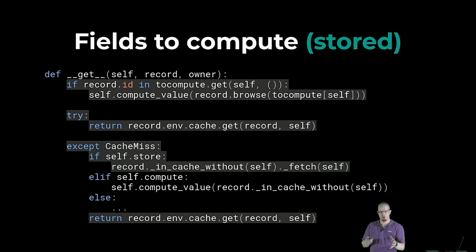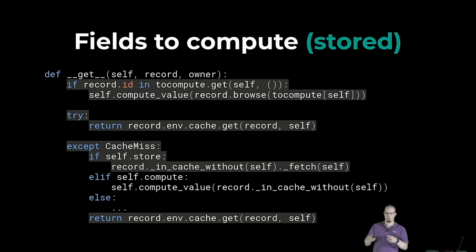Here, this is a simplified version of a field accessor. The field accessor is the method on the field that performs things like record.name. And I've highlighted some code there. The highlighted code is the one that can be reached for stored fields only. So stored fields will go through that code. First, you check whether the record has been marked to compute. If so, you compute it right away.